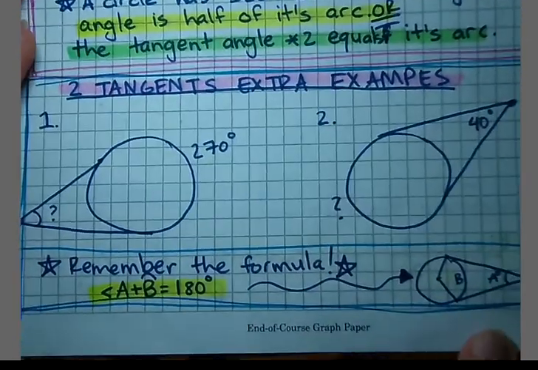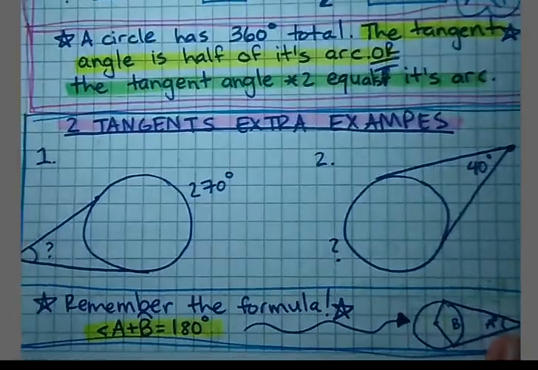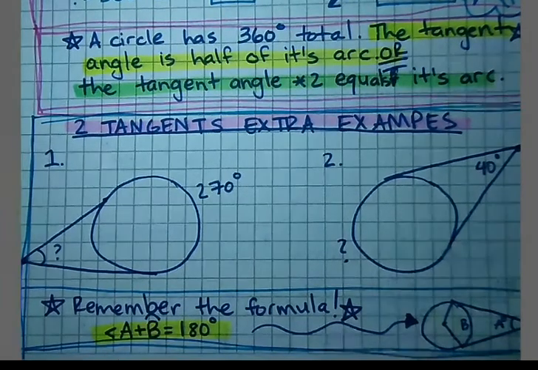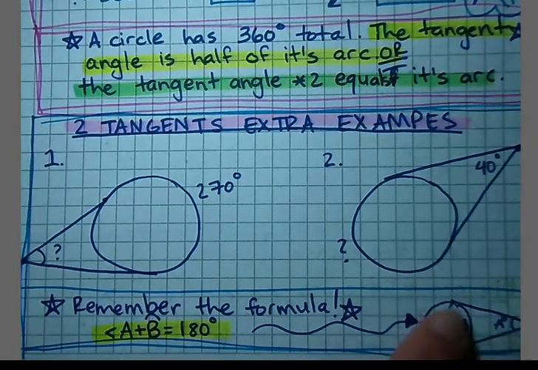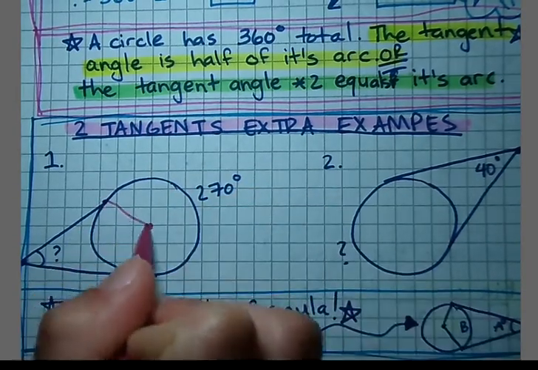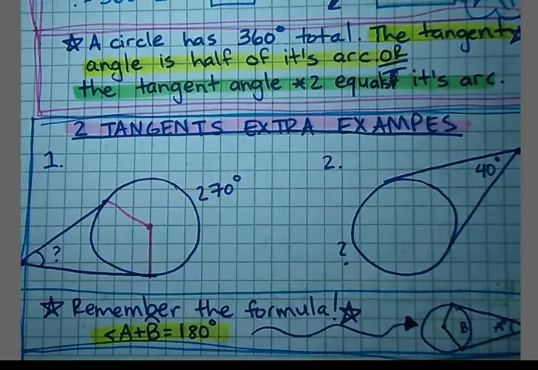Alright, moving on to some two tangent examples. The formula here, if you remember, you created this quadrilateral, and these two angles, or you could say the arc and the angle, have to add up to equal 180 degrees. So let's just go ahead and draw this shape in the first diagram, just so we can get a visual.